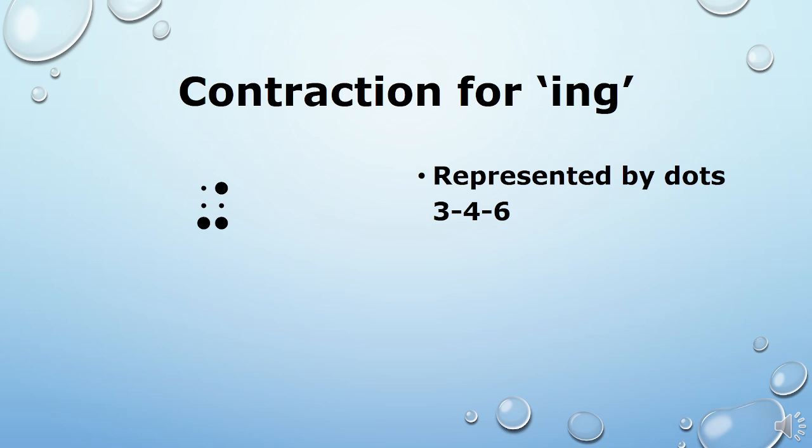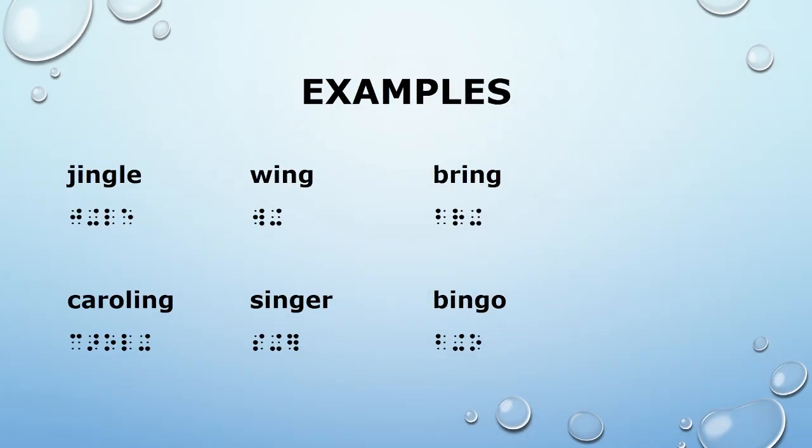So the last contraction is for the group sign ing. Instead of writing the three letters ing, we're now able to save two cells by using this group sign or this contraction. And this is represented by dots 3, 4, and 6. And this is like the plus sign in Nemeth. So we have here the following examples.